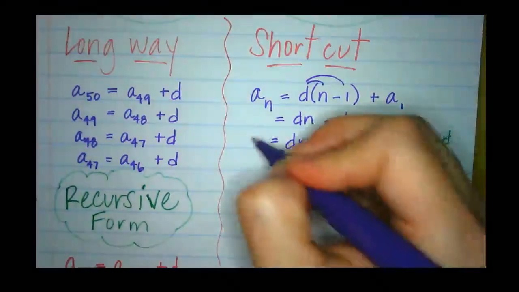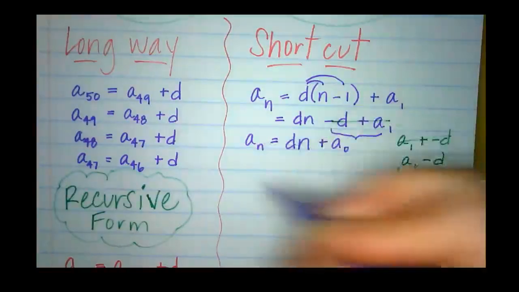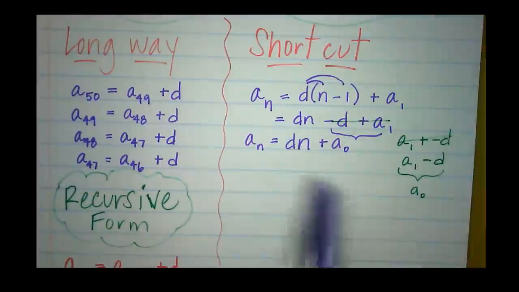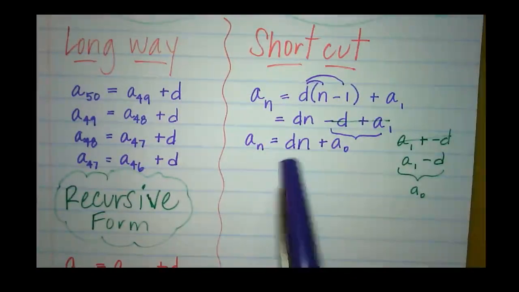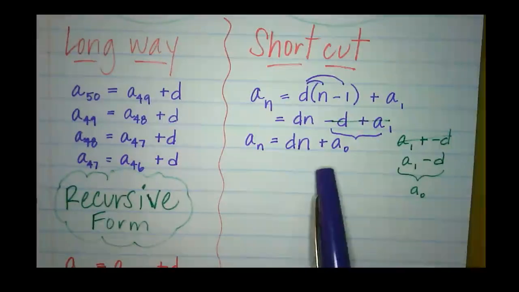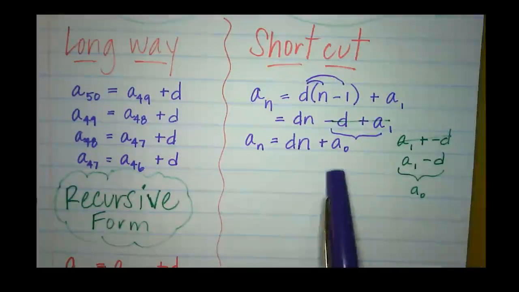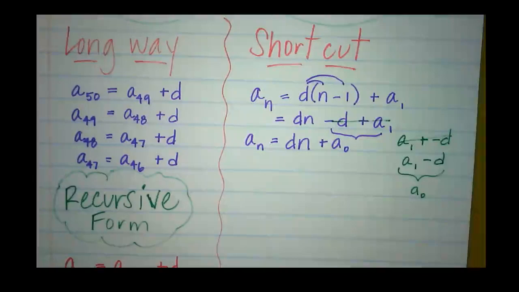So we can find the direct equation as the common difference times the number of terms we want and add it to the 0th term, which technically doesn't exist.